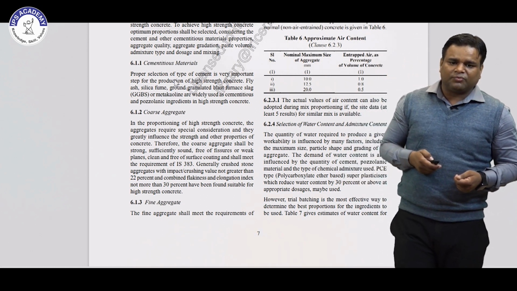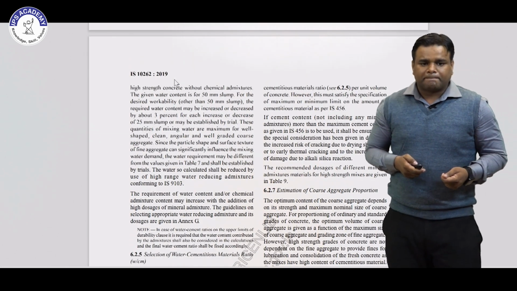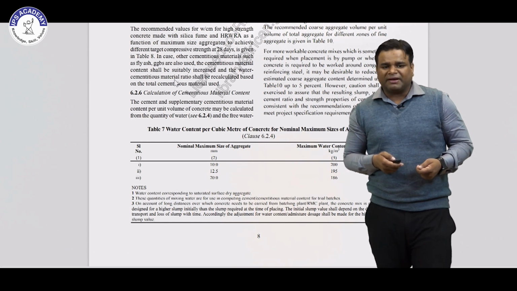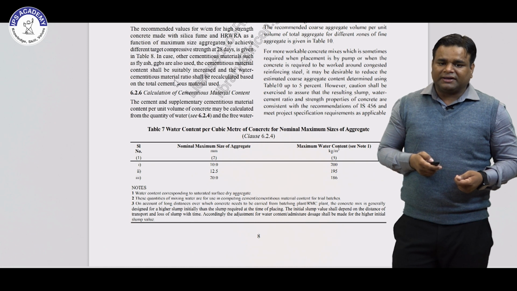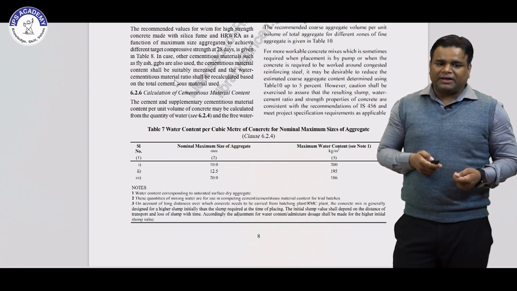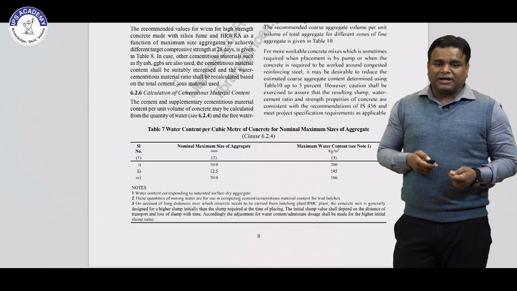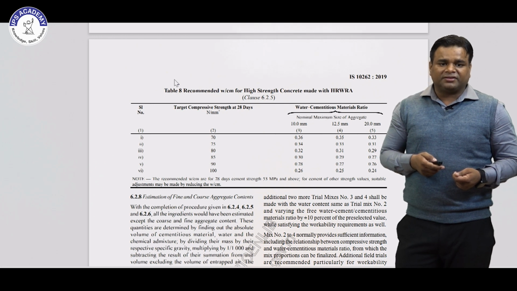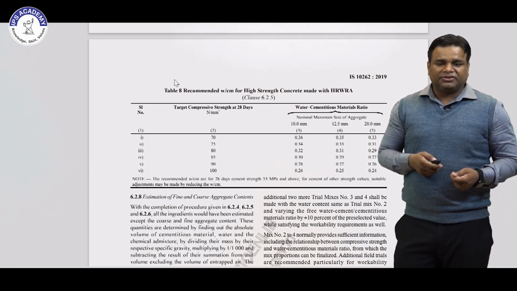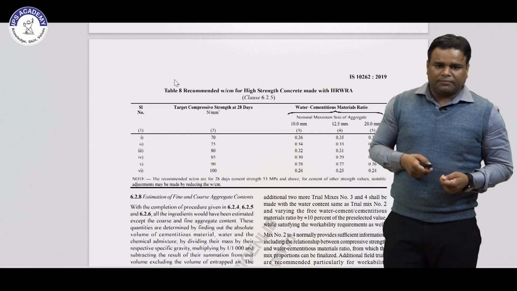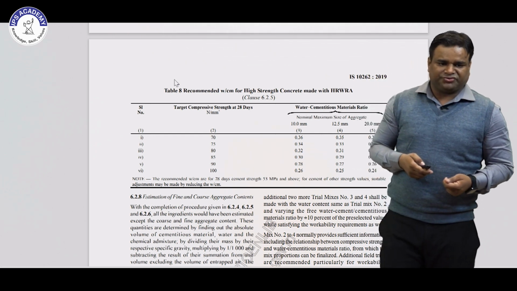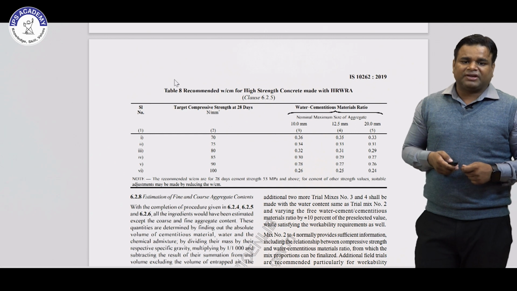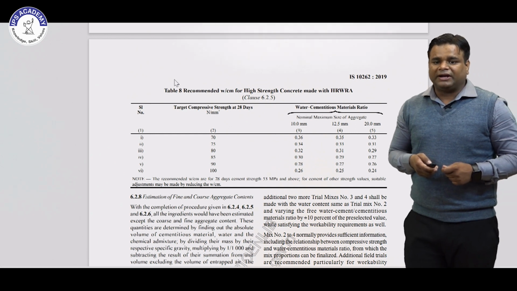Selection of water content and admixture content. It is the water content per cubic meter for the nominal maximum size. For 10 mm it's 200 kg per meter cube. For 12.5 mm it's 195. For 20 mm it's 186 kg per meter cube. And this is the recommended water cement ratio for high strength concrete with high range water reducing admixtures. These are for some compressive strengths, just like 70 MPa compressive strength, with nominal maximum sizes of aggregate 10 mm, 12.5 and 20 mm.